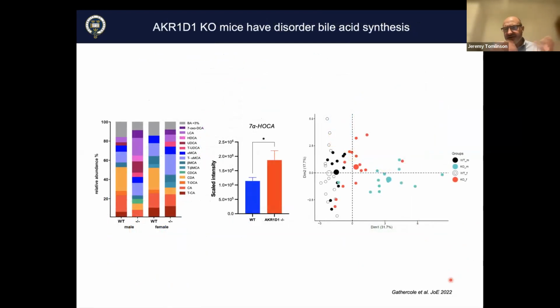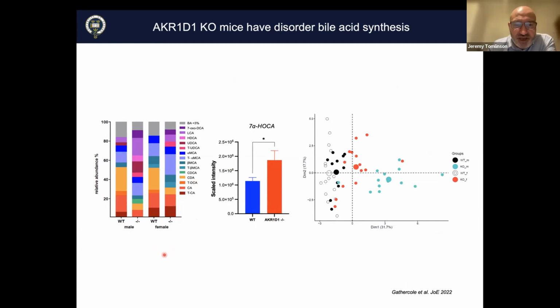So let's think about, can we begin to translate this any further? These are cellular models. Are they really relevant to humans? Well, the first step in that was to generate a knockout model. And up until we published this data, there'd been no animal model of AKR1D1 knockout. This is work done by Laura Gathergold, who worked for me for many years. She's now a senior lecturer at Oxford Brookes, and we continue to work collaboratively together.